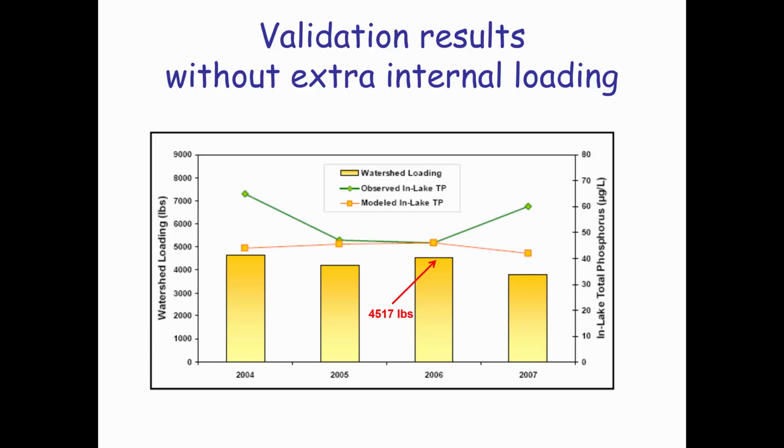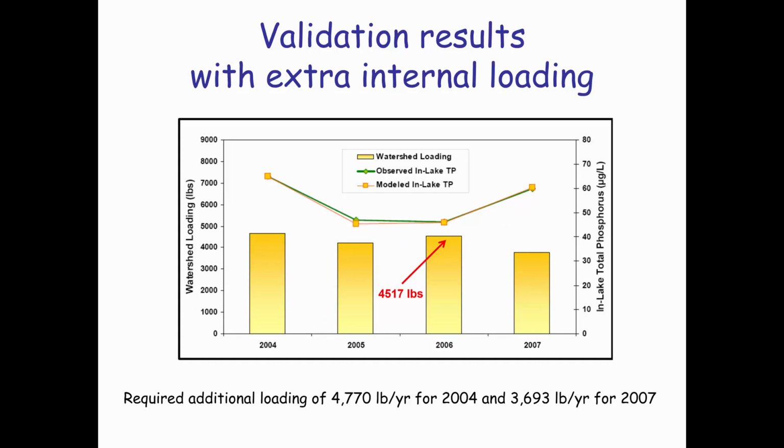2005 is predicted quite well as well. 2004 and 2007 were not well predicted here, and that's because there is obviously some internal loading component that's missing from those 2 years. So the model was, by trial and error, adjusted: the internal loading for 2004 and 2007 was increased until you got a good match for the observed water quality in the lake, and that's shown in this slide.